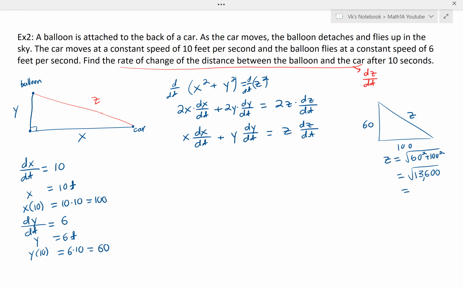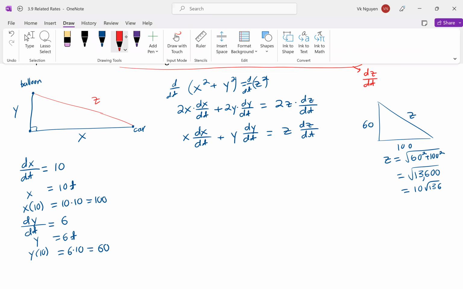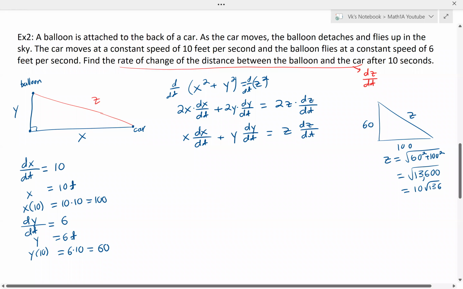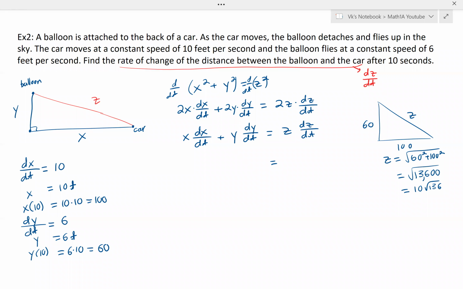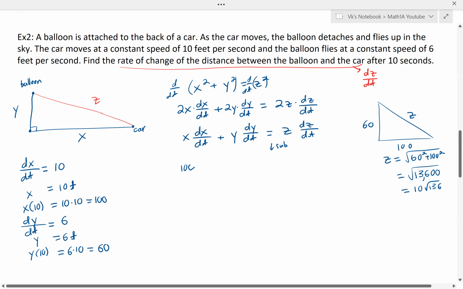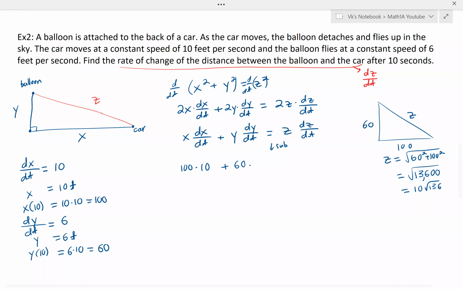Which is the same as the 10 root of 136. Now we can do a substitution and solve for dz over dt. Now we can just solve for dz over dt and do the substitution. x is 100, dx over dt is 10. After 10 seconds, y is t, dy over dt is 6. And after 10 seconds, z is 10 root of 136 dz over dt.